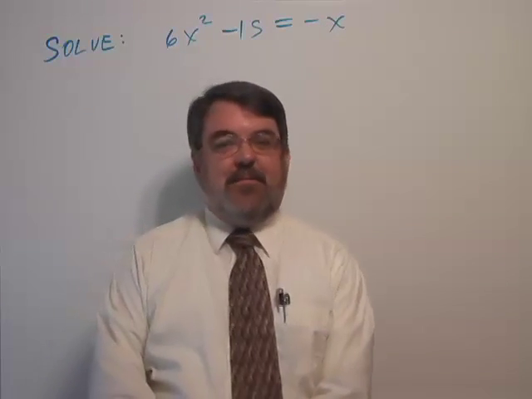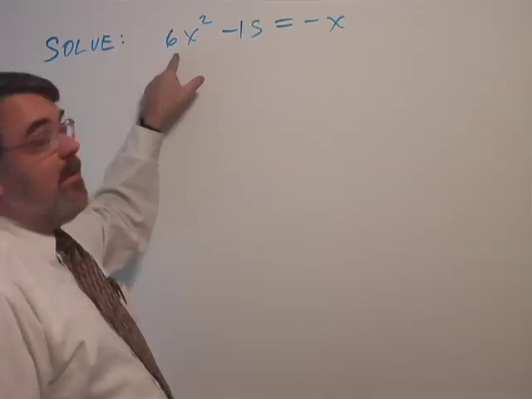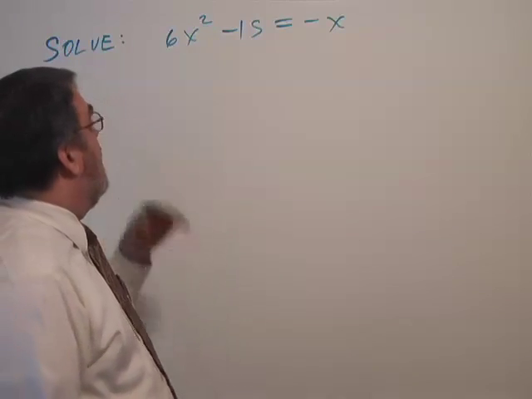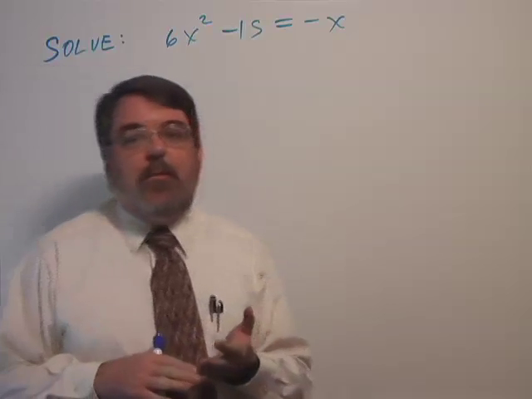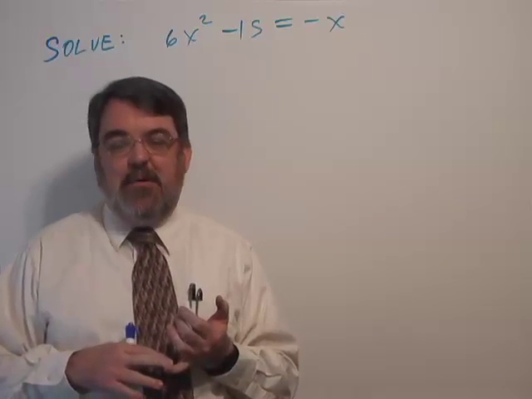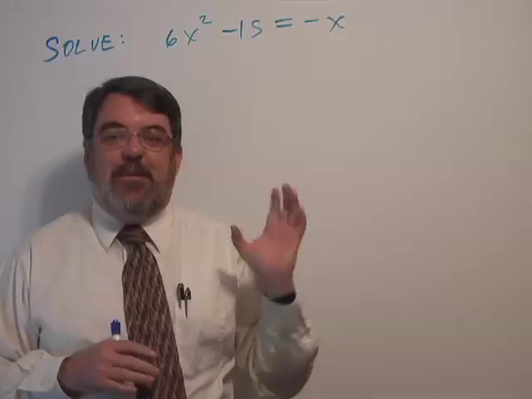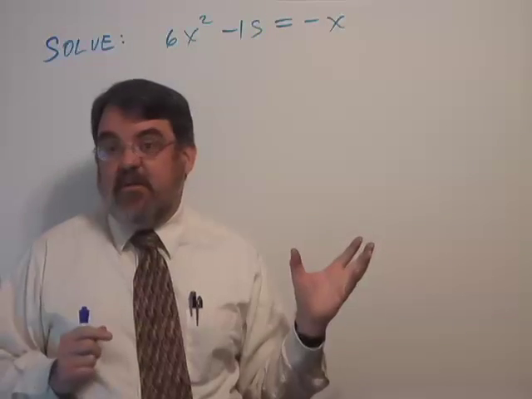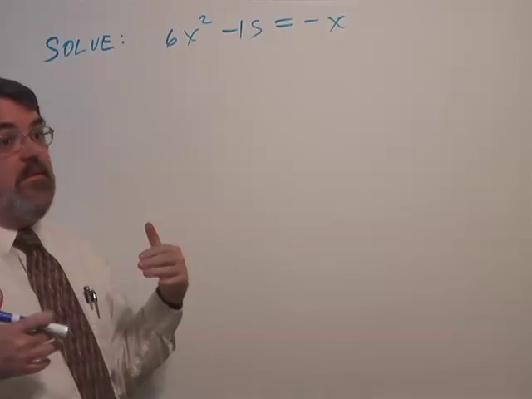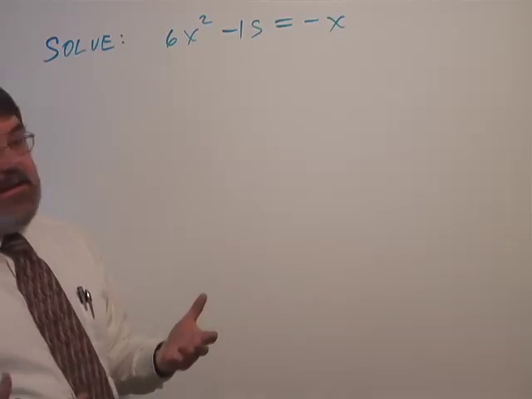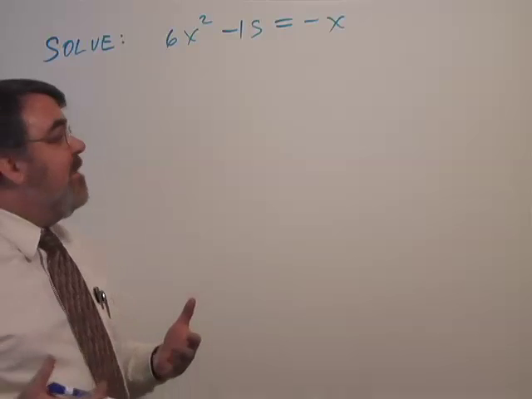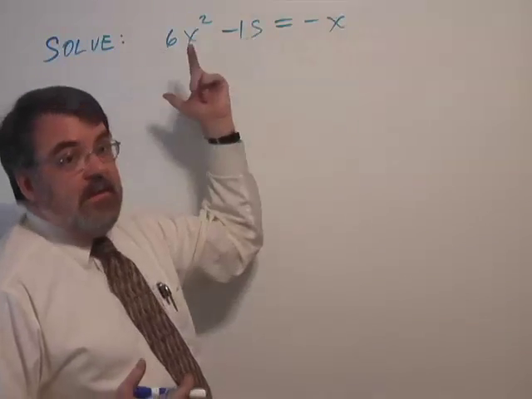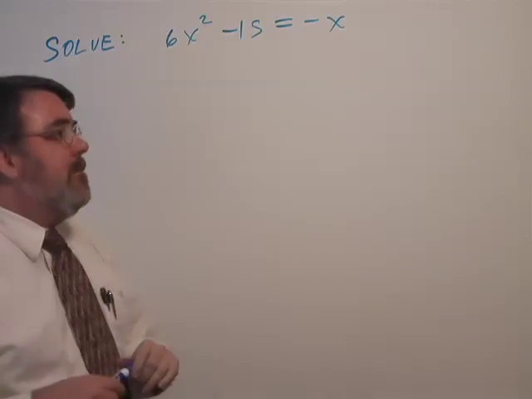Okay, let's try this one. Solve 6x squared minus 15 equals negative x. Well, the zero product property only works when you have 0 on one side of the equation. You have to have a product of two numbers equaling 0. So in order to use that as a technique, this is where the solving by factoring technique comes into play. I need to transfer the negative x to the left side so that it equals 0.